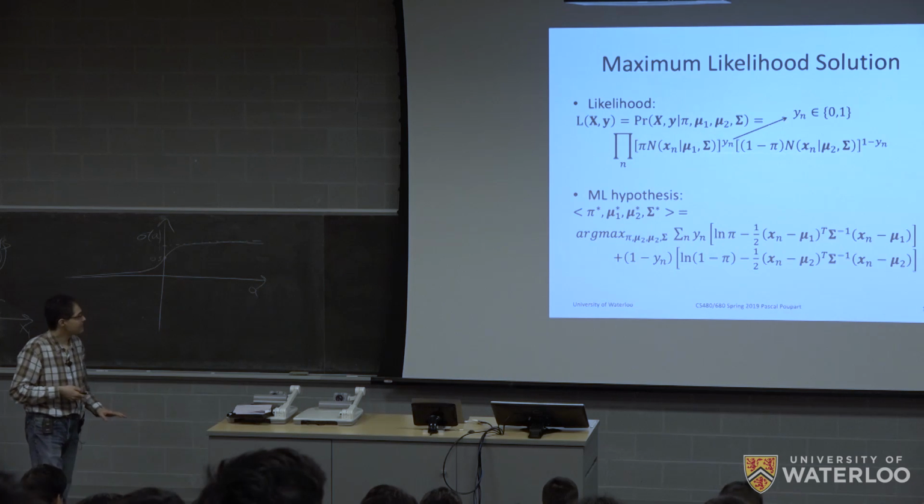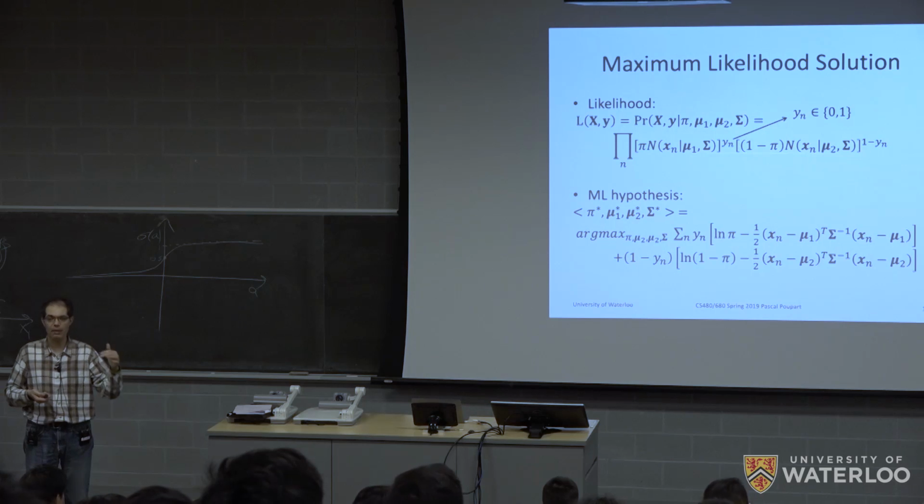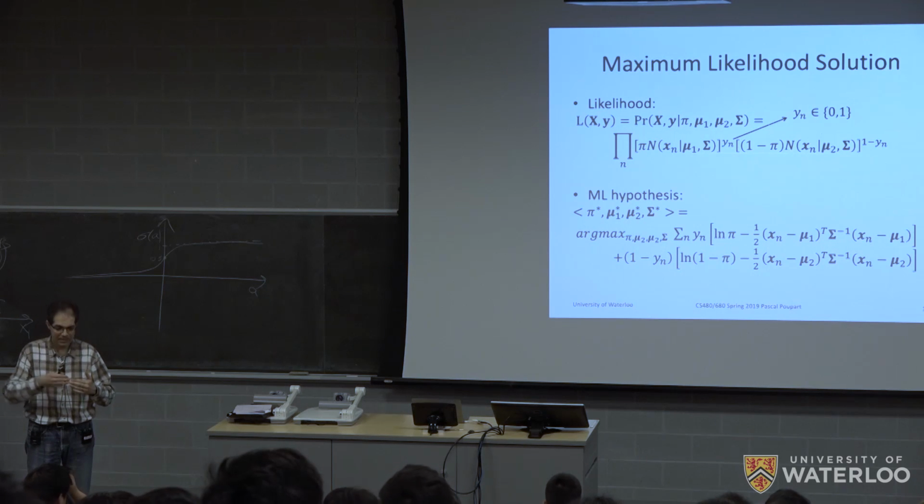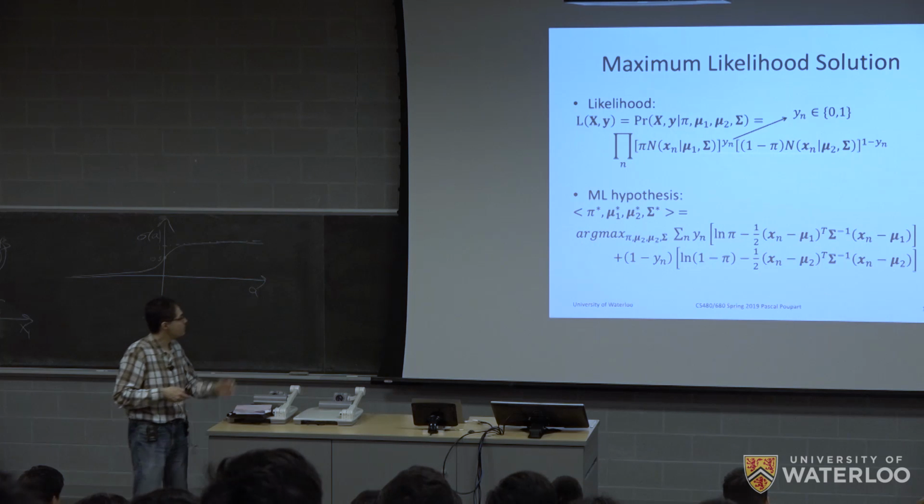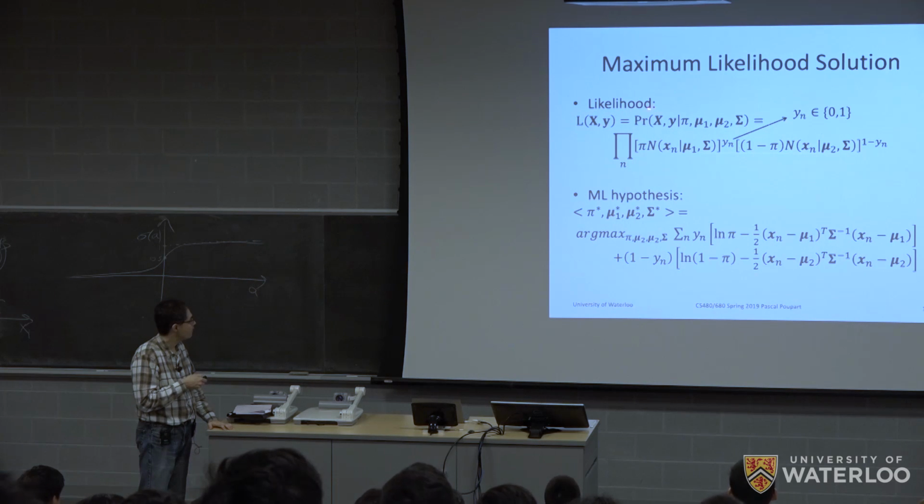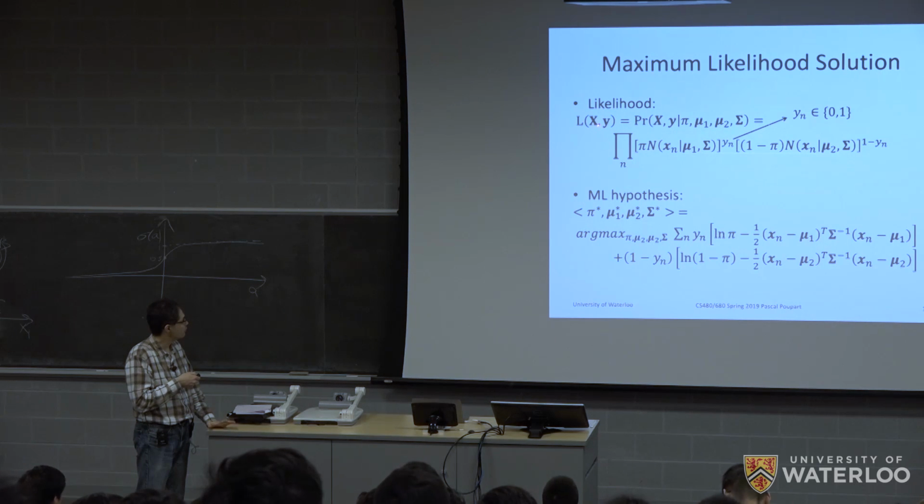Okay, so if we're doing maximum likelihood learning, now the problem becomes to find the parameters of our model that maximize the likelihood of the data. So that means we start with our likelihood function. And here we want the likelihood function for a data set that includes a bunch of data points, x and y. So this would be the likelihood of x and y given the parameters pi, mu1, mu2, and sigma.